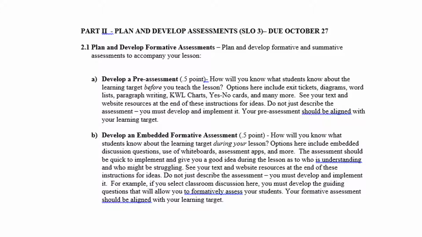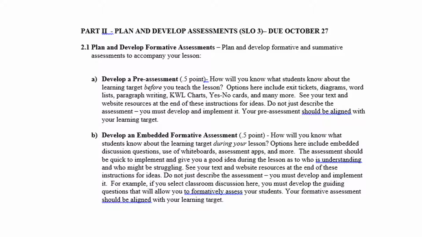There are lots of these ideas in your text and on the internet, but the main thing here is that it should be aligned with your learning target. So if your learning target, for example, is that students will be able to divide a 2-digit number by a 2-digit number, well, how will you pre-assess for that skill? It's important to know where students are in this skill. A pre-assessment is always ungraded because you haven't taught them anything. You're merely just trying to understand what they're able to do or what they know about the learning target.